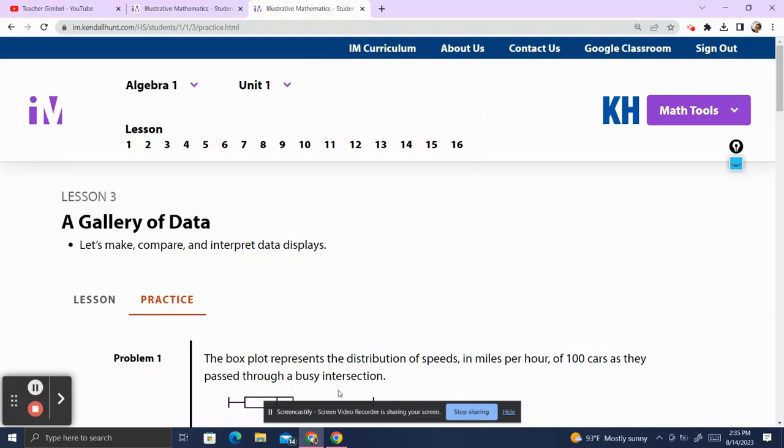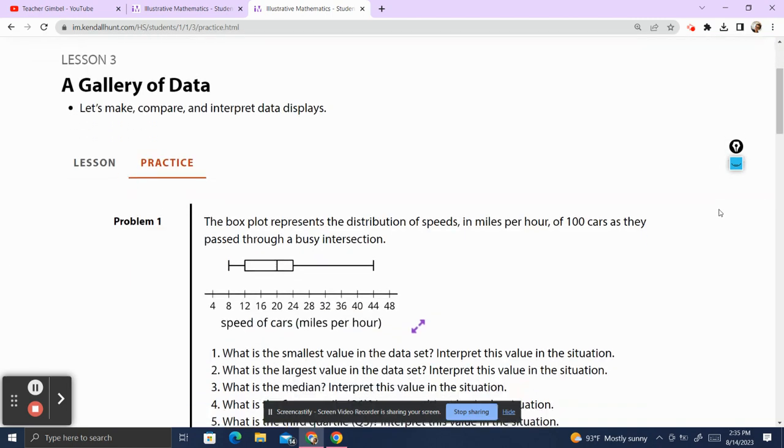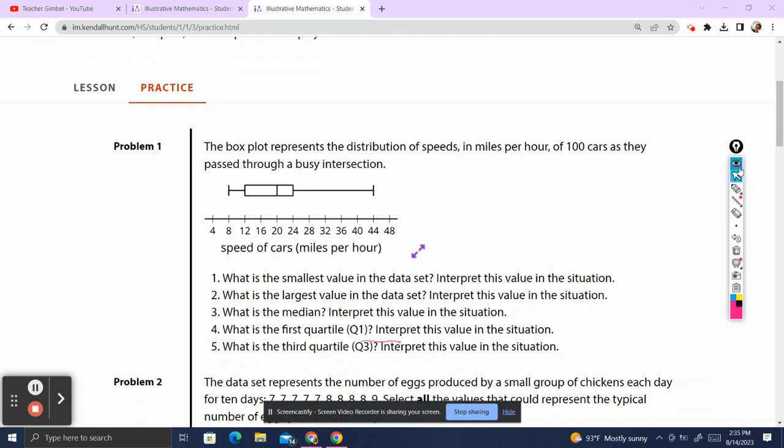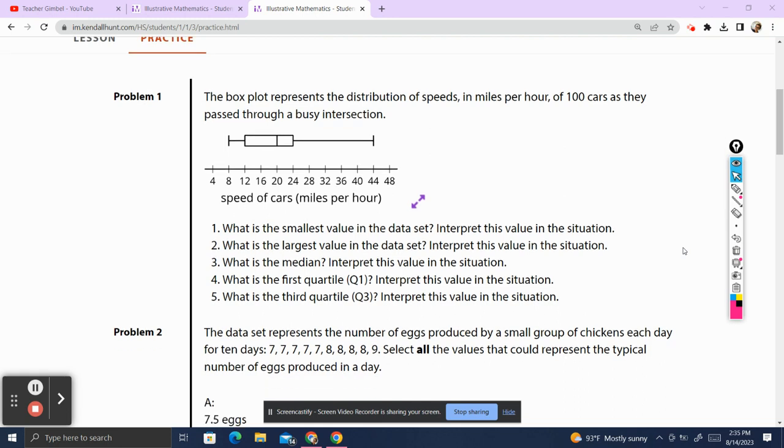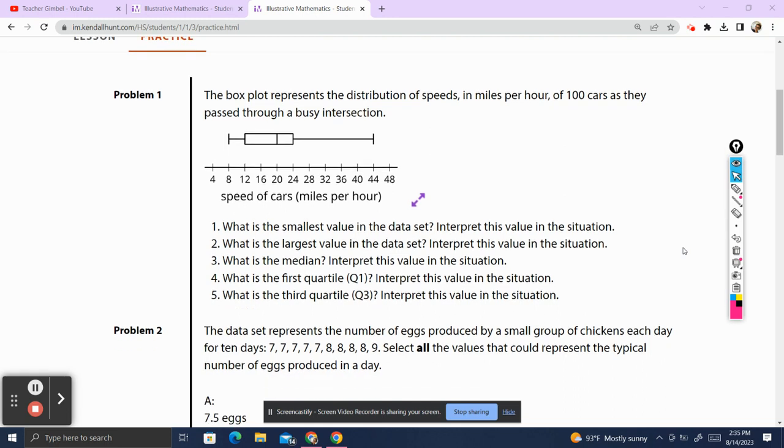Today I'm going to go over Illustrative Math, Algebra 1, Unit 1, Lesson 3 practice problem set. Now this builds on Lesson 2, so if you're not familiar with the topics from Lesson 2, I would recommend you going back and checking out that video. You can find it linked in the comments below. Let's get started. Problem number 1.